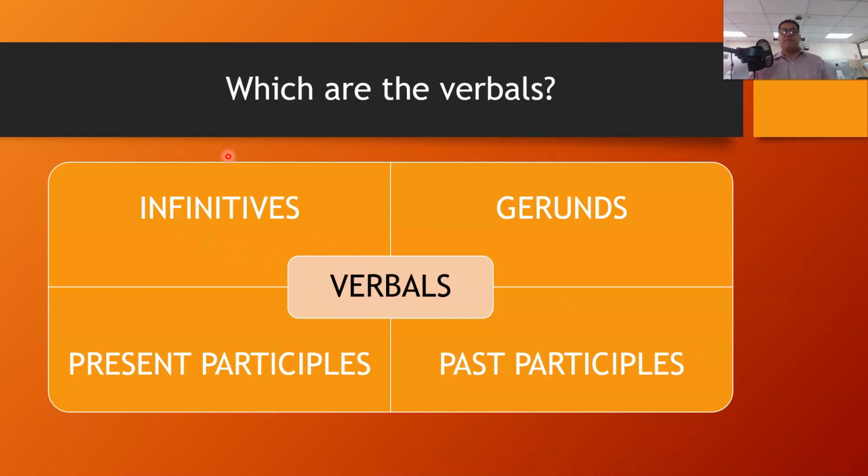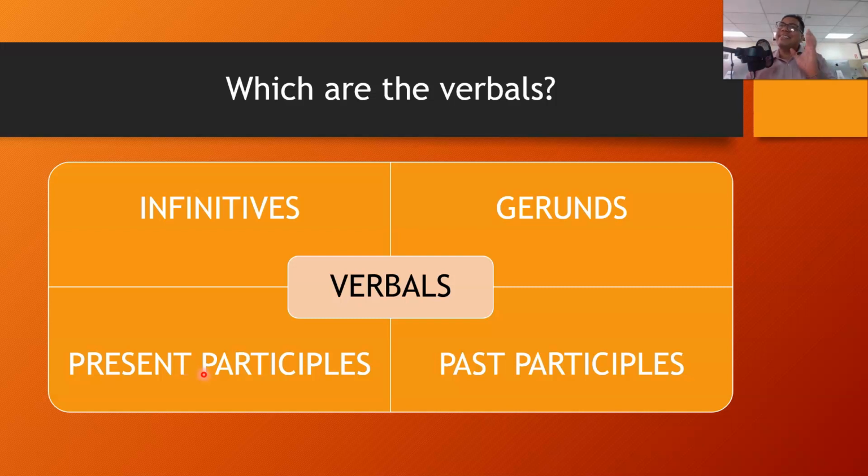So we have infinitives, which we already know, of course. It's the particle to and the verb without adding any s, without adding any ing, etc. Then we have gerunds, which are verbs in the ing form. And then we have present participles, which are the verbs in the ing form. Hey, wait, teacher, you just said that gerunds are verbs in the ing form, and now you tell me that present participles are also verbs in the ing form.